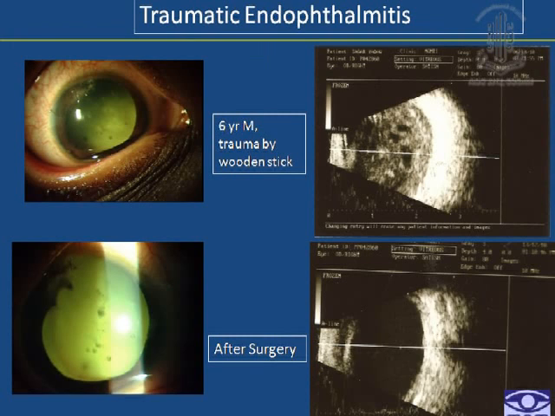This is another patient. Look at this. This is an opacified vitreous. A 6 years old male had a trauma by a wooden stick. So these are the pictures clinically, and this is totally opacified vitreous, and this is the vitreous mode at a very high gain setting. So you are basically dealing with a patient who you have to subject to a surgery, and we did a surgery for that, and that is the result, a totally echo-free vitreous cavity.